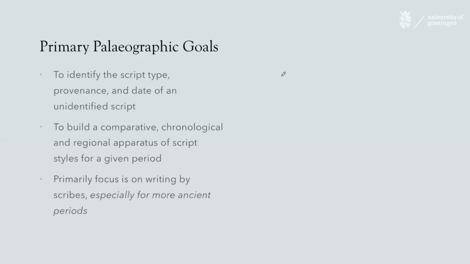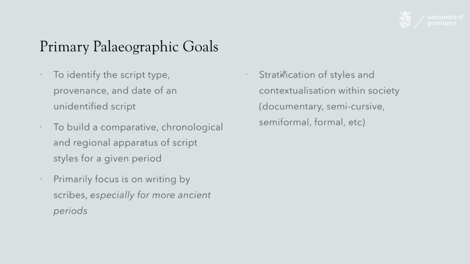The primary focus for the medieval period, for Bible manuscripts, I'm qualifying other sources, is scribes, especially for more ancient periods, but also for the medieval period. The result is a stratification of styles you can see, contextualized to the society. So we have a documentary hand or semi-cursive hand. Yes, I did have Bibles with a semi-cursive hand in my corpus, semi-formal, formal, etc.